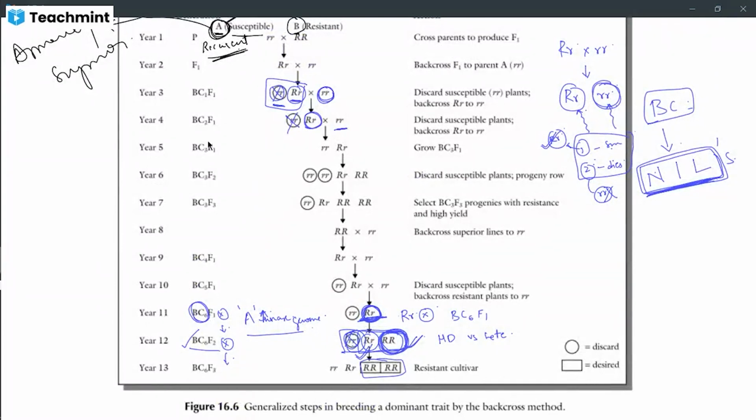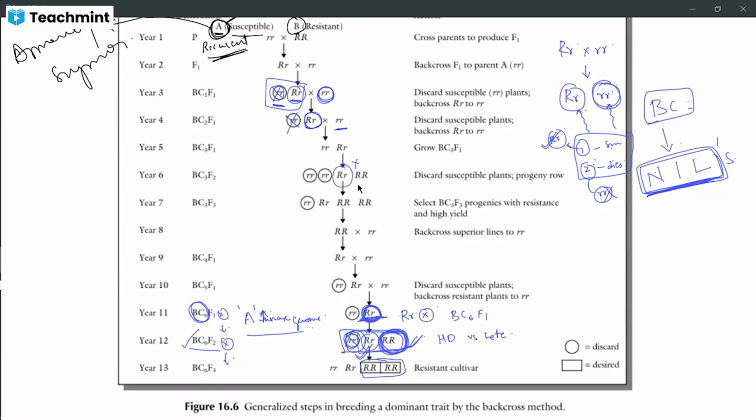BC2, BC2F2, BC3F2. We changed the parents, capital letter from there. So they changed the parent. Okay. No, you just don't change the parent as they did.